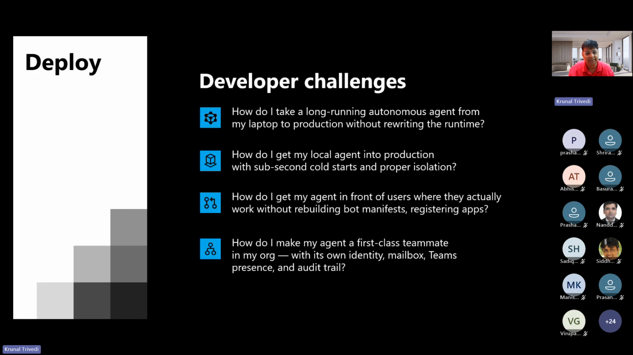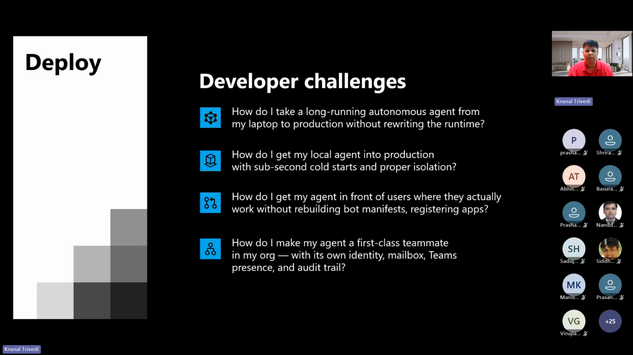The second thing is the deploy phase. In the deploy phase, we have many challenges like, how do I take long-running autonomous agents from laptop to production without rewriting the runtime? How do I get my local agents into production with sub-second cold start and proper isolation? How do I get my agent in front of users where they actually work without rebuilding the bot manifest or registering apps? For example, your users are already working with Microsoft Teams or M365, I mean Word, Excel, PowerPoint, and you want your agent to publish to their existing familiar environment.